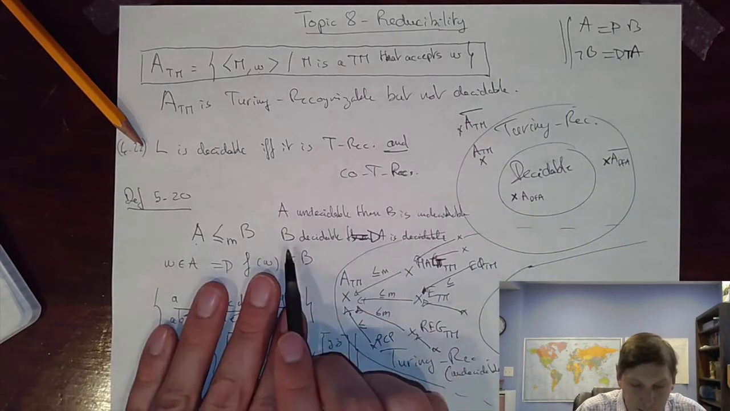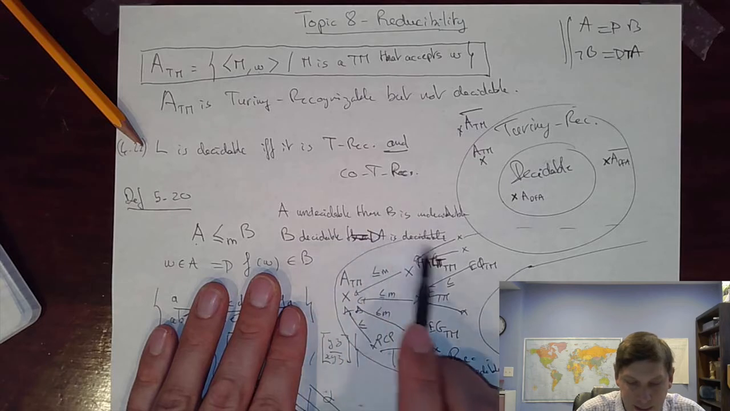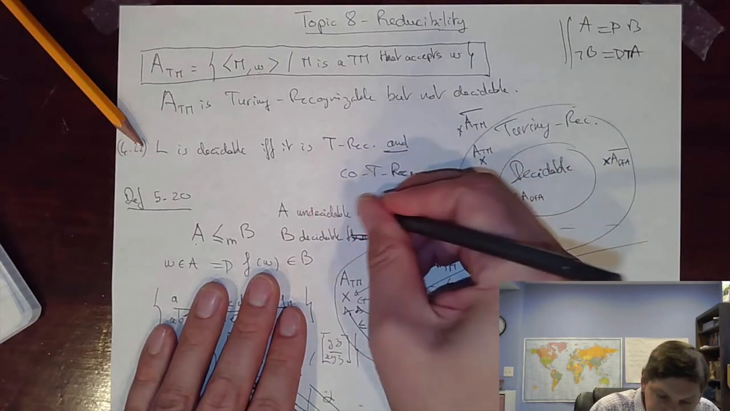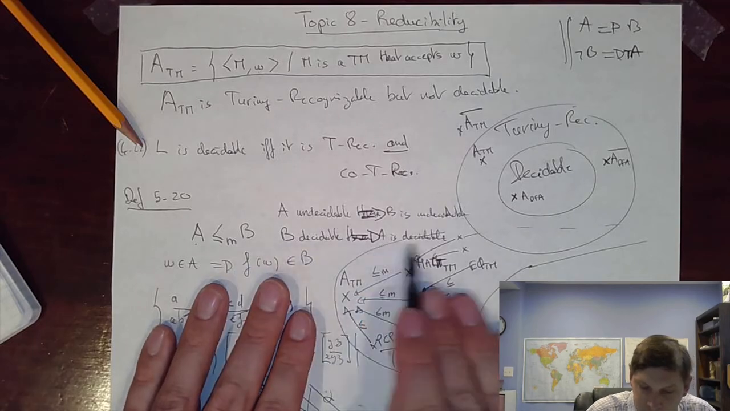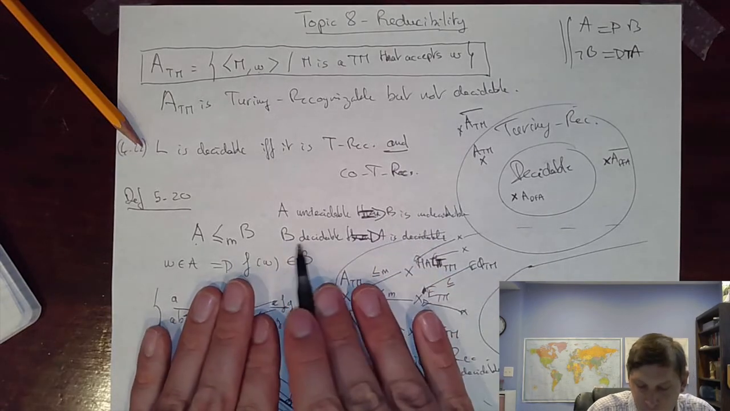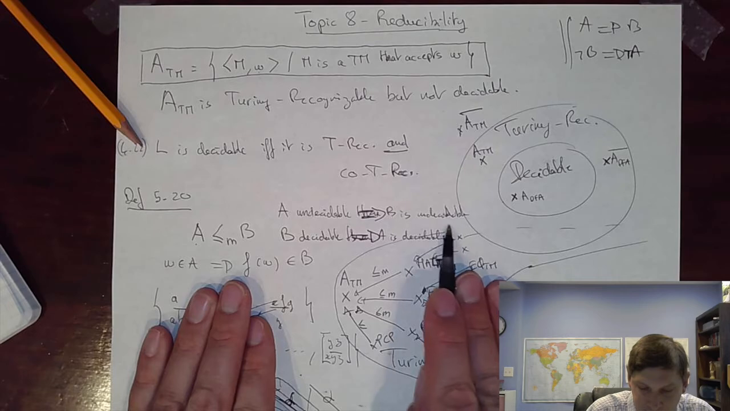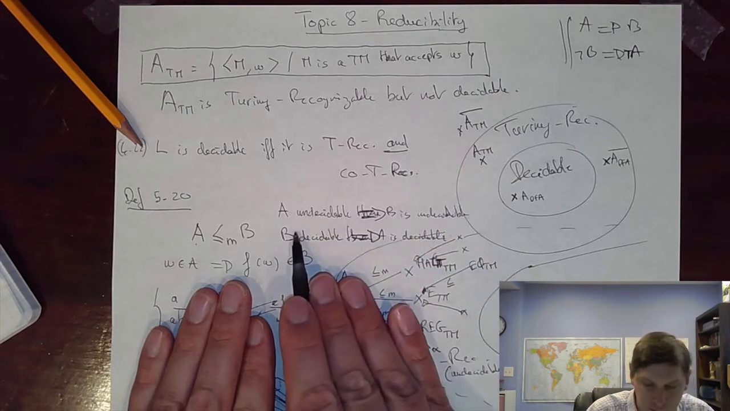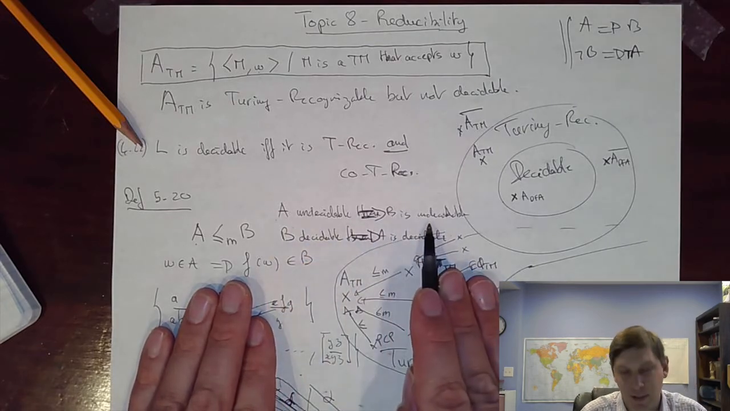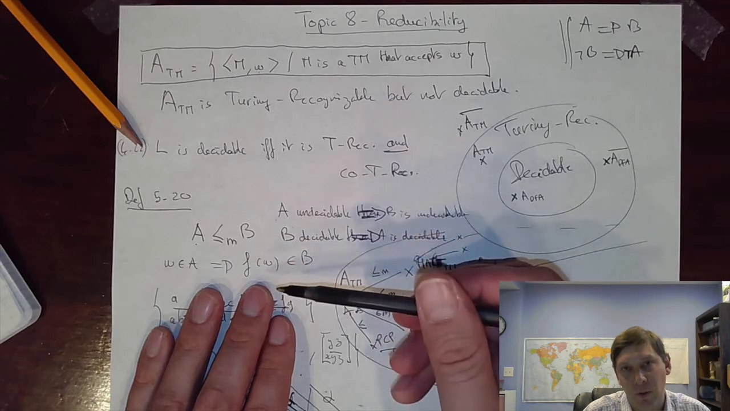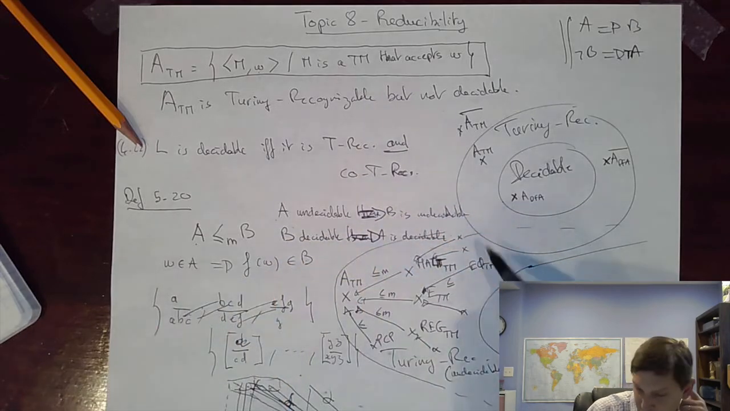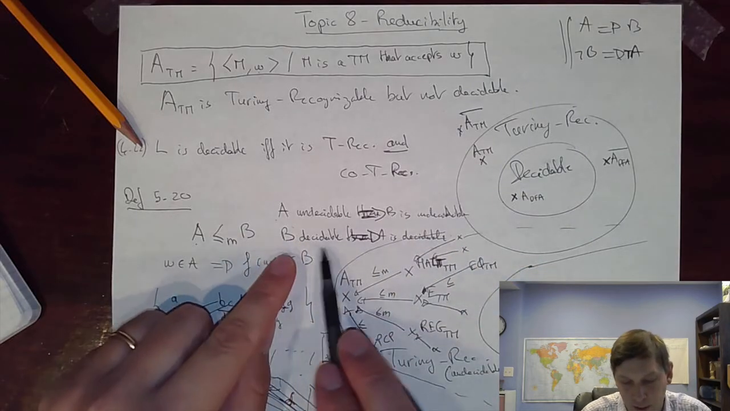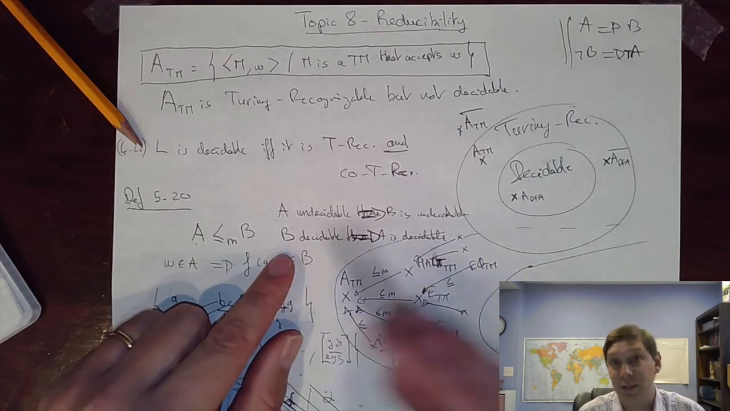So if B decidable implies A decidable, then A undecidable implies B undecidable. When you have this implication, it means that if this is not true, then this is not true, which is basically what we're saying here. So the contrapositive is also true: if A is undecidable, then B is undecidable.